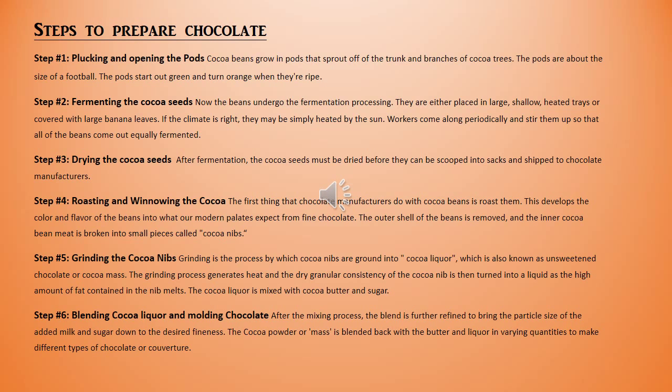Finally, step 6 is the blending of cocoa liquor and molding the chocolate. After all the mixing process, the blend is further refined to bring the particle size of the added milk and sugar down to the desired fineness. The cocoa powder or mass is blended with the butter and liquor in varying quantities to make different types of chocolate or couverture.